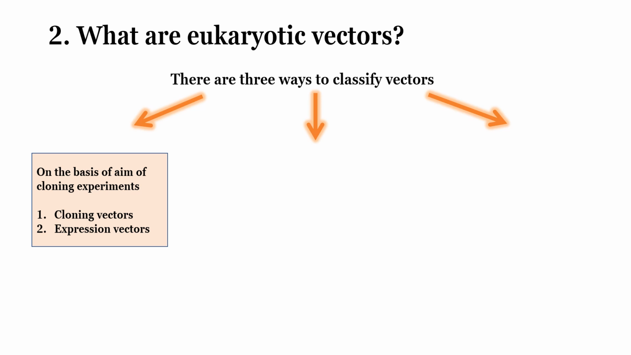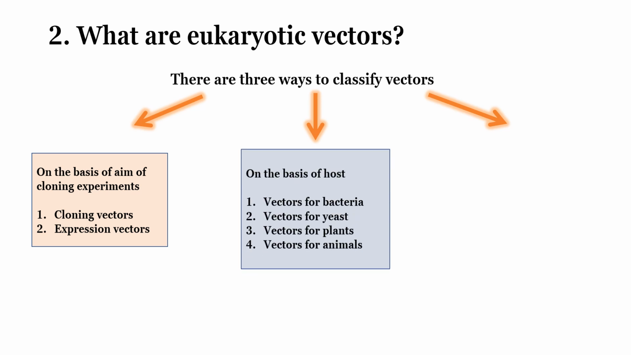When we want to study the structure of the gene, mostly we use cloning vectors. When we want to study the function of the gene, we want to express the gene, so we use expression vectors. And if we have both aims, then we use shuttle vectors, which can fulfill our needs. The second way to classify vectors is on the basis of the host. So on the basis of host, we have vectors for bacteria, like the vectors for E. coli we studied in chapter 6, and vectors for yeast, which we are going to study in chapter 7 now, vectors for plants, and vectors for animals.